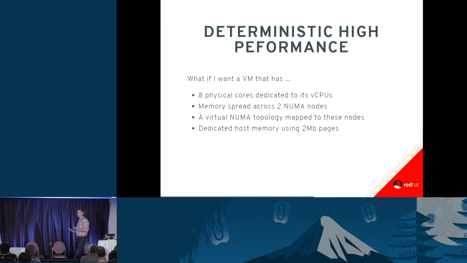We also, for performance reasons, want to use dedicated host memory with 2 megabyte pages rather than your standard 4 kilobyte pages. And we want to have 2 SRIOV virtual functions assigned to the virtual machine. But we also want to be aware that those SRIOV virtual functions have locality to the NUMA nodes as well.